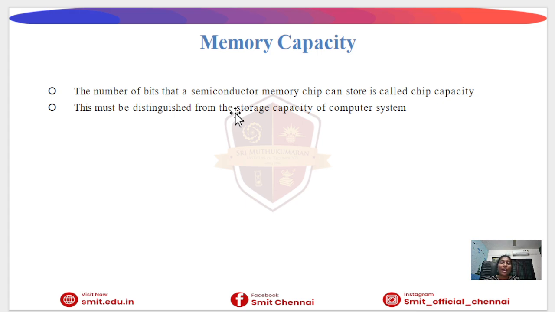Now, if it has Y data pins, then it is said to have Y bits per location. So total memory is 2^X times Y, where X is denoted as the address pins, so it is always in the power of 2. And Y is always the data pins, so it should be multiplied with 2 to the power of the address pins.